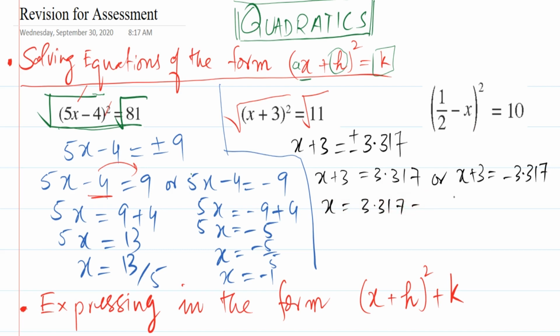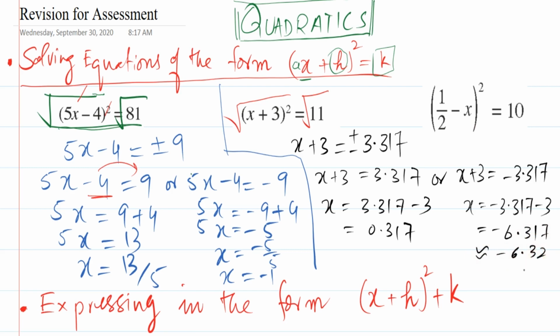X is equal to 3.317 minus 3, which is equal to 0.317, or x is equal to minus 3.317 minus 3, and this ends up with minus 6.317, which is approximately equal to minus 6.32, correct to 3 significant figures. So now both these answers are correct to 3 significant figures.